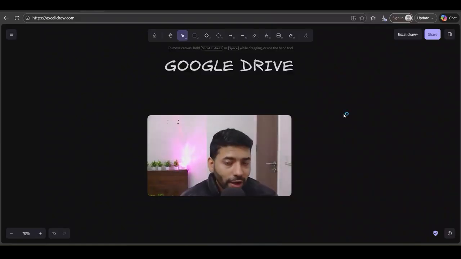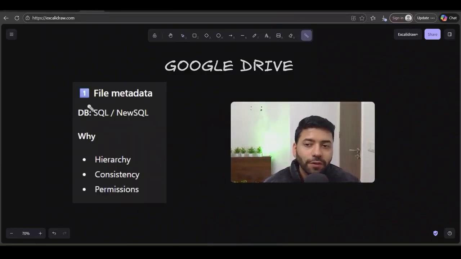But when we talk about a file, as we said, images and videos will be stored in the file storage. It can be something like Amazon S3, but there will also be metadata related to that file, and that we will store separately. Let's talk about it. First, file metadata, like the name of the file, the size of the file, the type of the file, who created this file, and who it is shared with, all of those things are part of file metadata. And for that, you would generally use a SQL database.